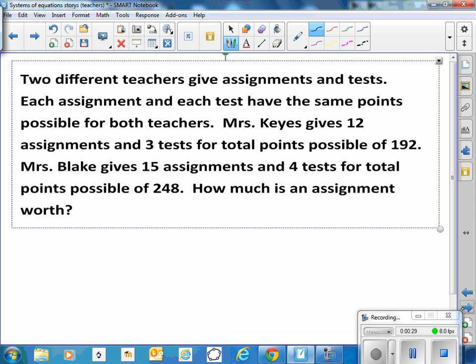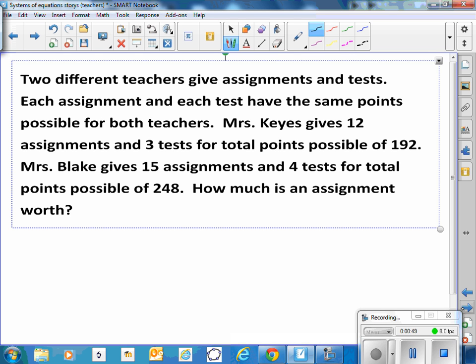So if Mrs. Keyes gives 12 assignments and 3 tests for a total points possible of 192, and Mrs. Blake gives 15 assignments and 4 tests for a total points possible of 248, how much is an assignment worth?